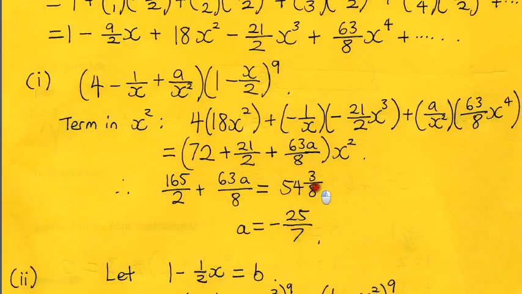Simplifying it and equating it to 54 and 3/8, we get the value of a, which is actually -25/7.